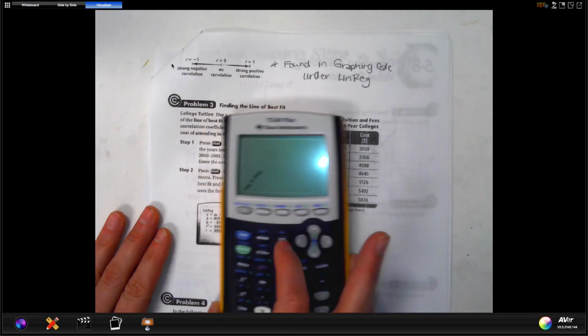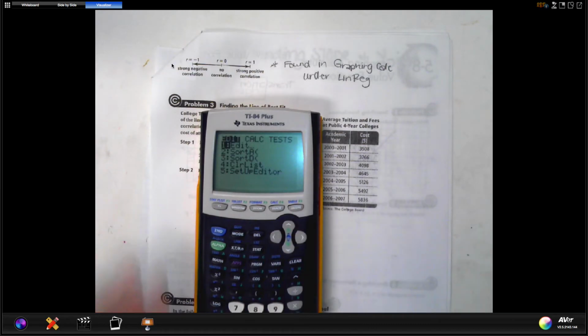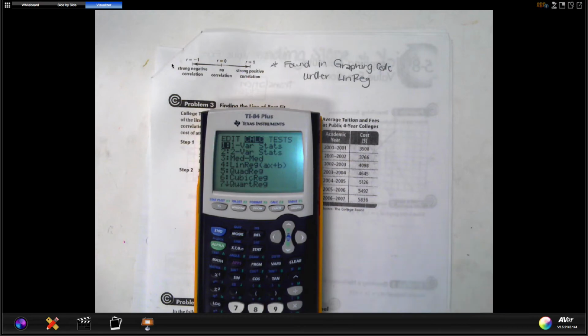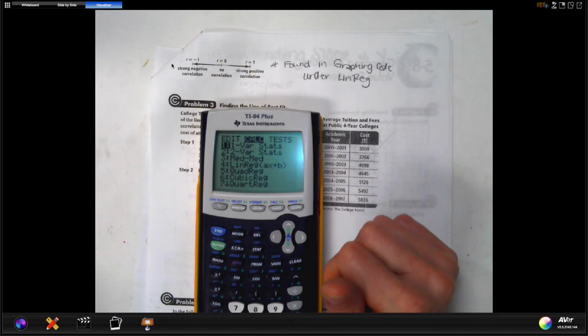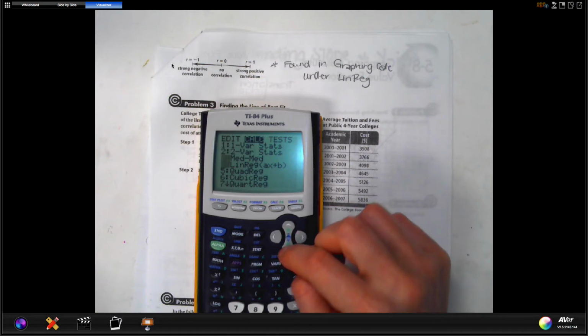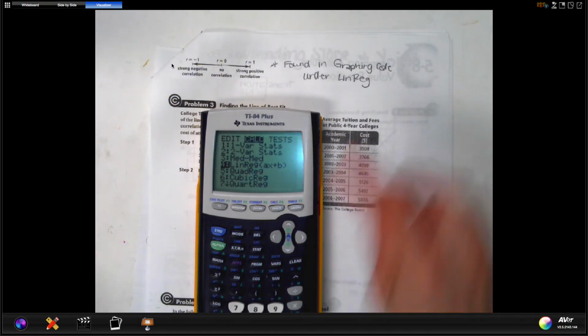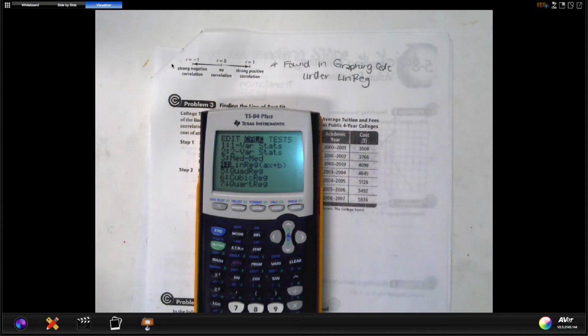If you press stat again, and then this time we want to calculate. So go over where it says calc. And then what we're looking for is actually, it's a line of best fit, but it's also called a linear regression line. So if you notice, your fourth one down says LINREG, which we put on our notes up here, right? And so that's what we're looking for.